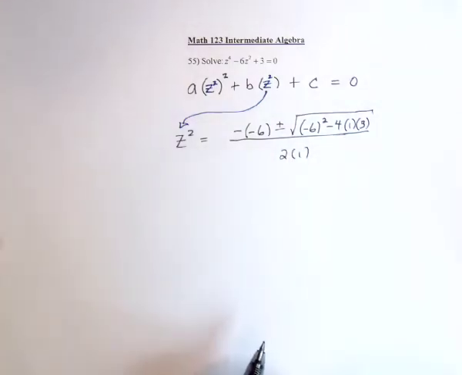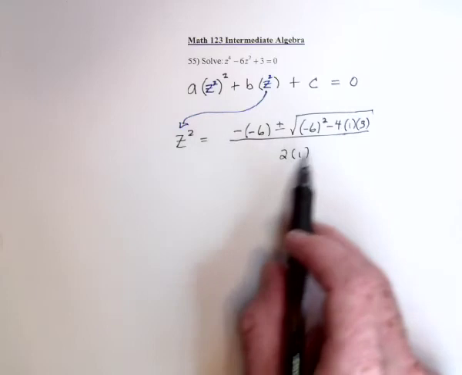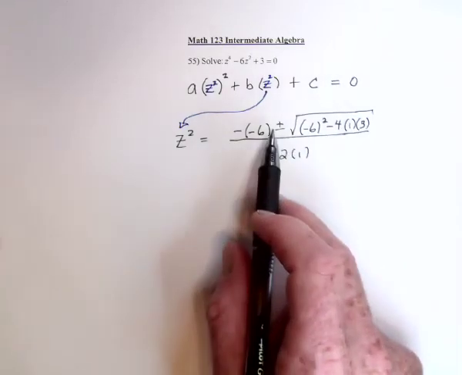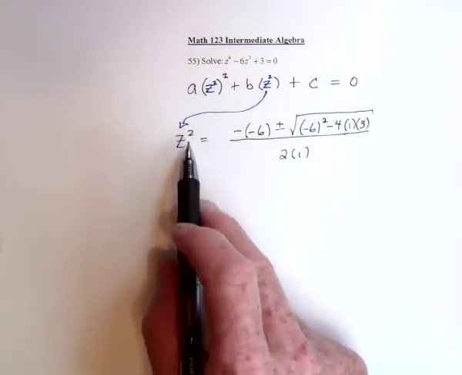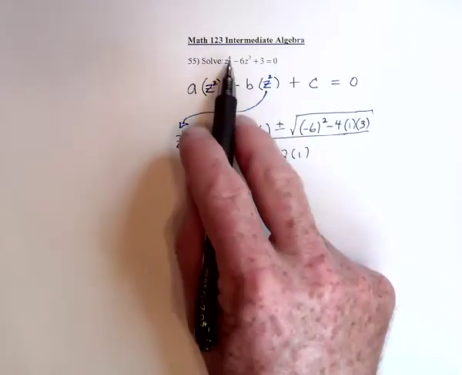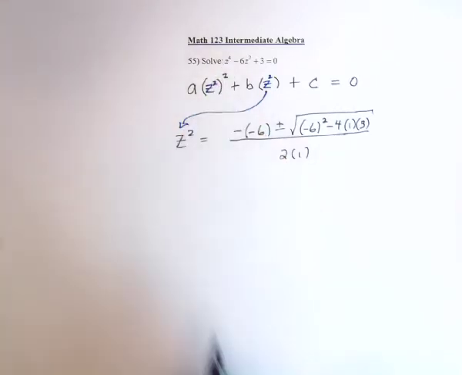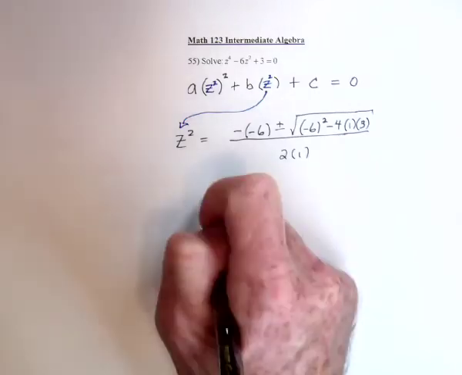So we need to simplify all of this and get the two answers that this produces, and then we'll have to take the square root to get a total of 4 answers. With this being to the fourth, we can get as many as 4 answers. So let's clean this up.